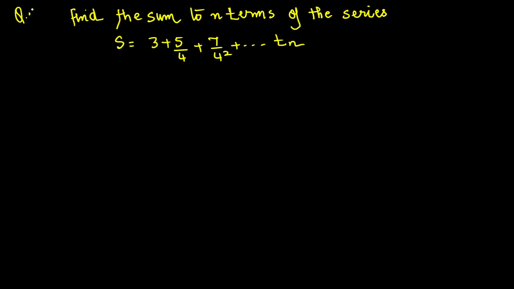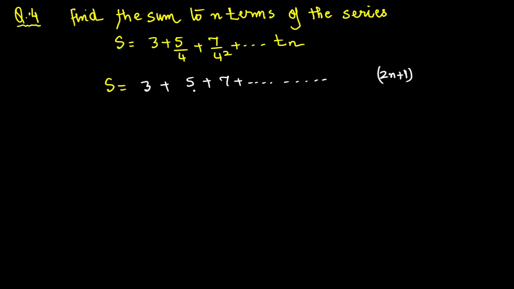Now let's solve question number 7. Find the sum to n terms of the series. Again I am writing s is equal to 3, 5, 7. This is AP. So nth term will be 3 plus n minus 1 times common difference 2. So after simplifying it becomes 2n plus 1. So I'm erasing this and writing 2n plus 1.